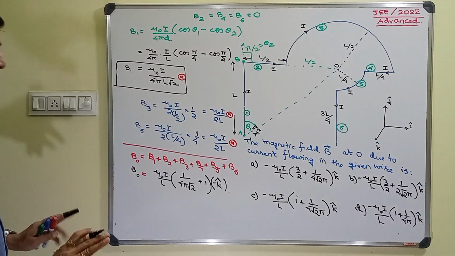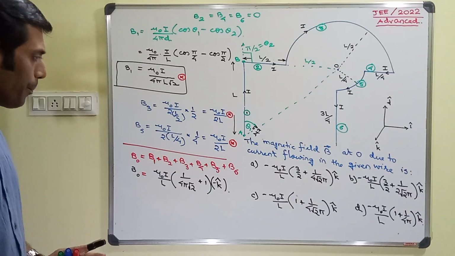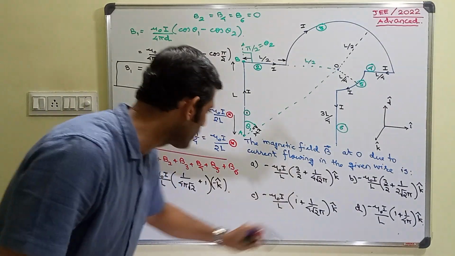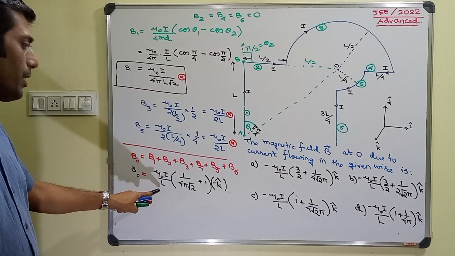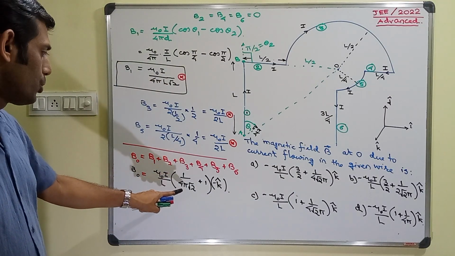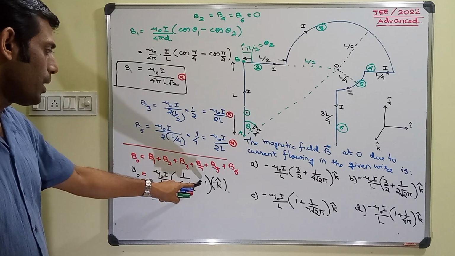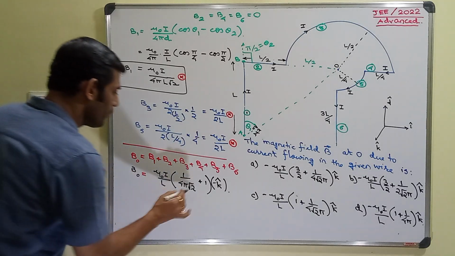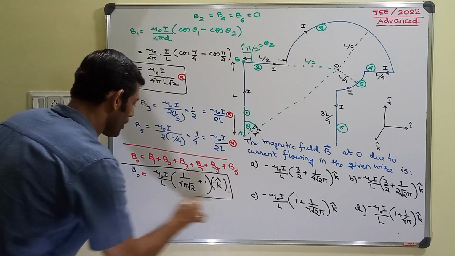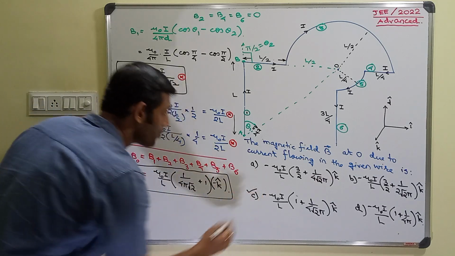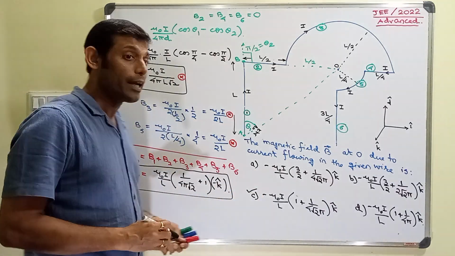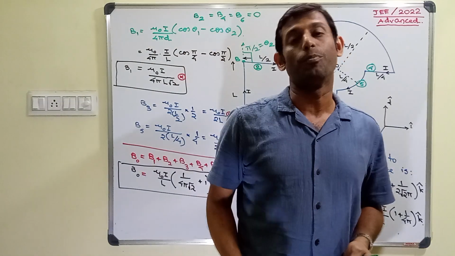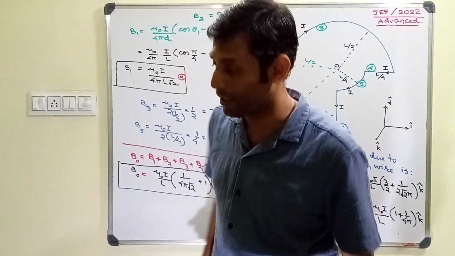That's all. So if I compare this, I think this is the right answer. Mu naught I by capital L, 1 by 4 pi root 2 and plus 1 with a minus k cap. So therefore, you have got your answer as this, and this is the right option. And you see, we have to engage the formula in the right geometrical setup. Only then we can get the answer.